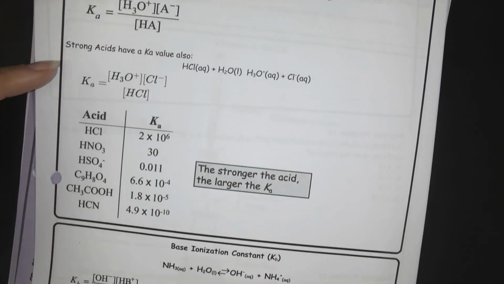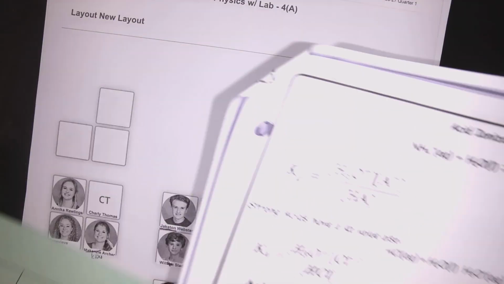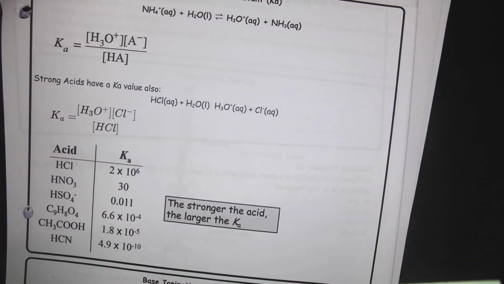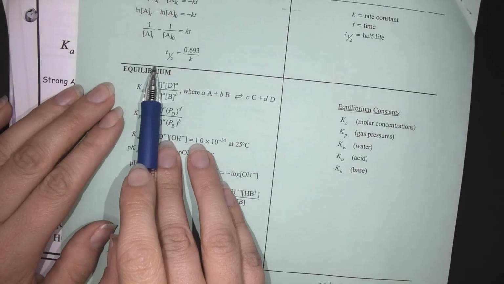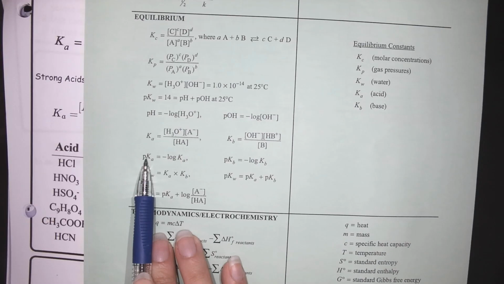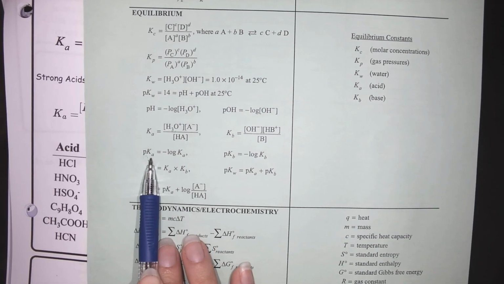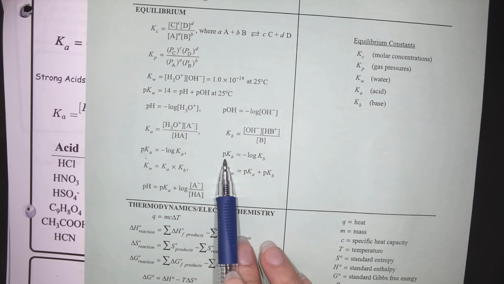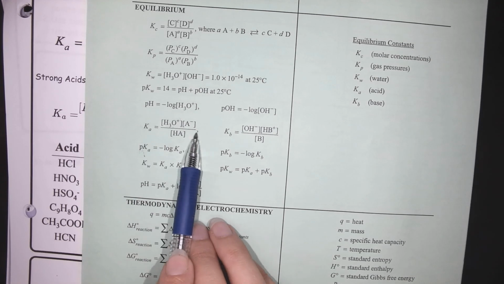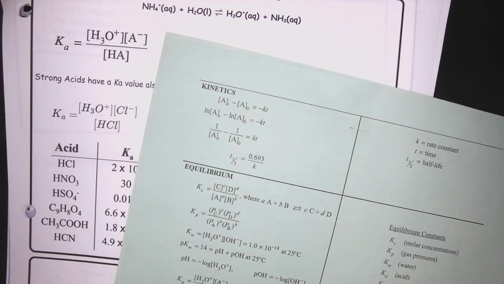This equation and this equation, they are on your green reference. If you look on the back where it says equilibrium, remember I told you how the p-value is just the negative log of this, so pKa is just the negative log of Ka, and pKb is just the negative log of Kb. And then here are the two equations just above that. There's the Ka and there's the Kb. Okay.